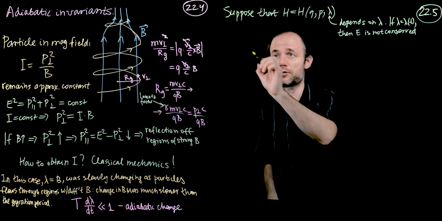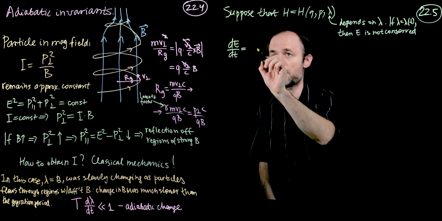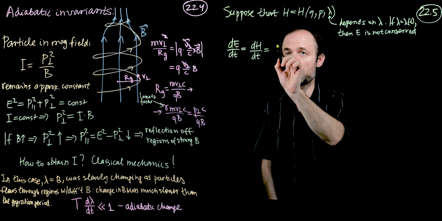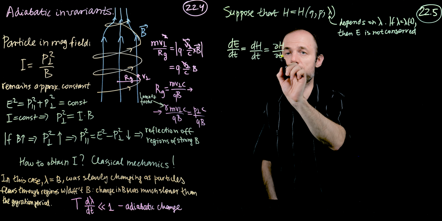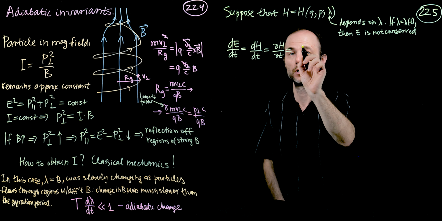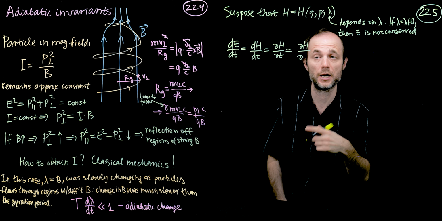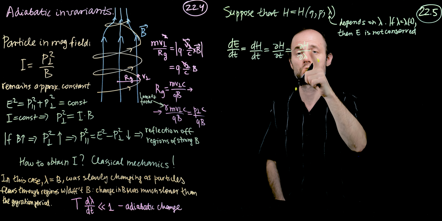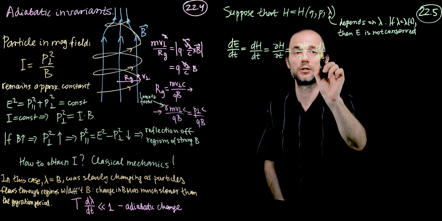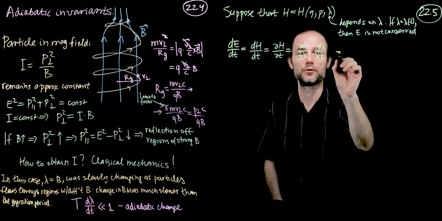So if energy is not conserved, let's write out the full time derivative of energy, or equivalently the full time derivative of the Hamiltonian, or equivalently, as we showed previously, this is equal to the partial derivative of the Hamiltonian with respect to time. Because the only dependence of the Hamiltonian on time is through lambda, it will be the partial of the Hamiltonian with respect to lambda times d lambda dt. So let us now average this over a period of motion.